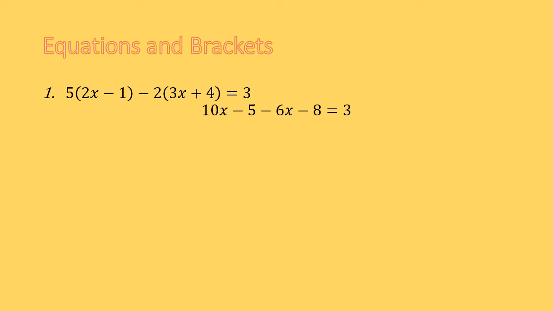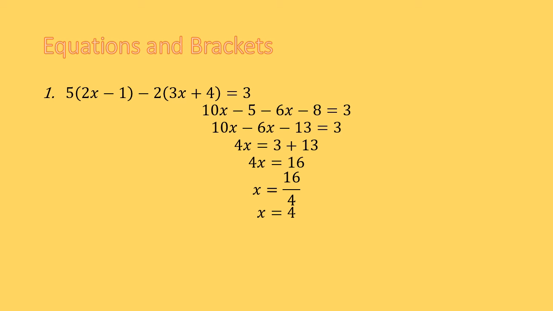Now you can take like terms on one side and the numbers on the other side. 10x minus 6x minus 13 equals 3. 10x minus 6x equals 4x. So 4x equals 3 plus 13. 4x equals 16. You have to divide both sides by 4 because the coefficient of x is 4. x equals 16 divided by 4 and you can get the answer x equals 4.